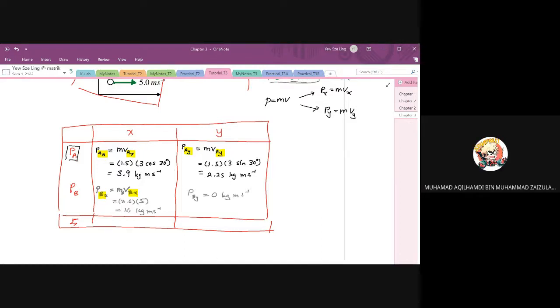Kalau macam yang B tu, kalau B naik ke atas, maksudnya dia punya X kosong lah. Ya, betul. Kalau velocity hanya ke atas, dia tak ke kanan atau ke kiri, then X dia kosong.